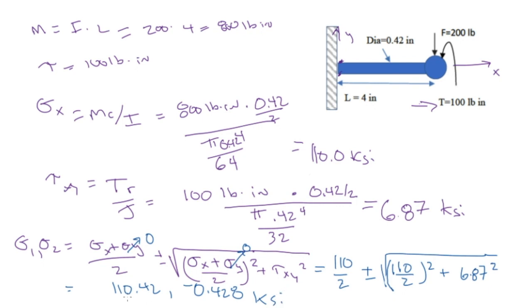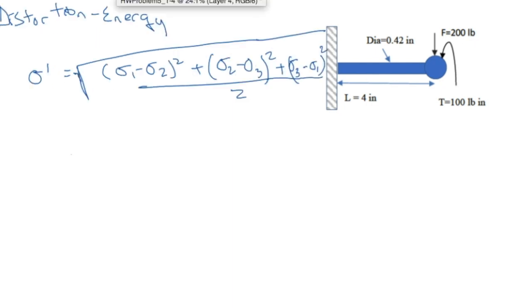So now that we have these two principal stresses, we need to reorder them such that sigma 1 is greater than sigma 2 is greater than sigma 3. So we put the 110 as sigma 1, sigma 2 is 0, and then sigma 3 is negative 0.428 KSI. And we need to reorder those so that all our equations for our failure theories work.